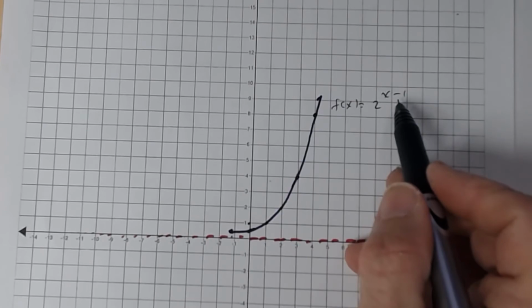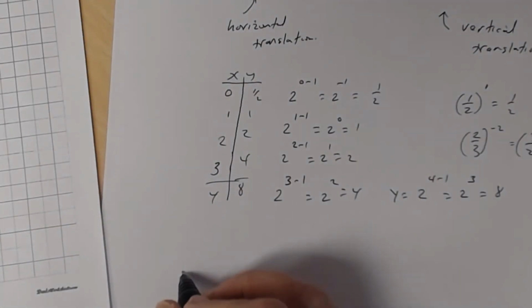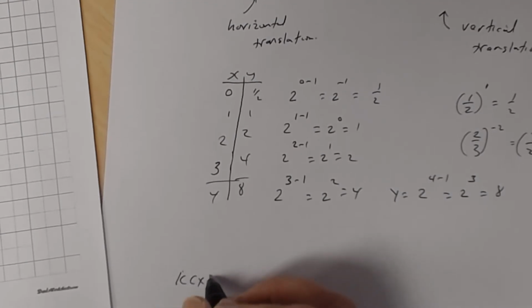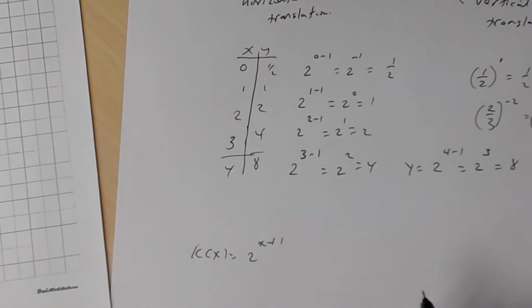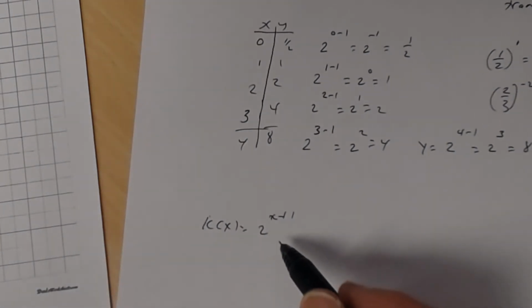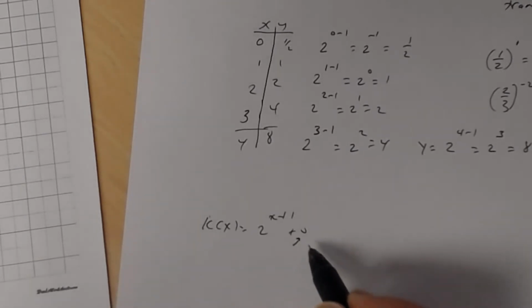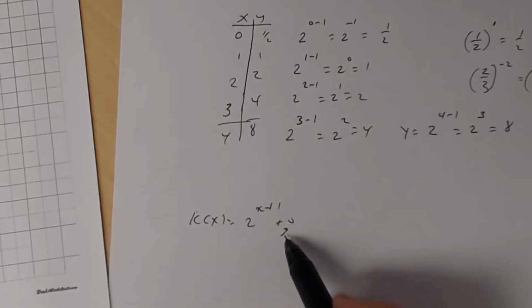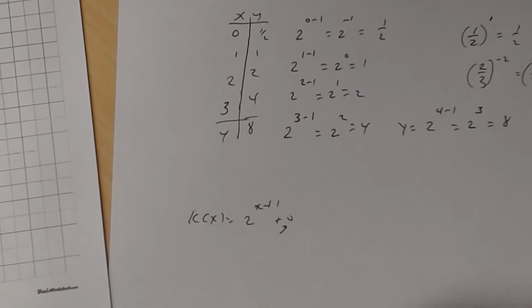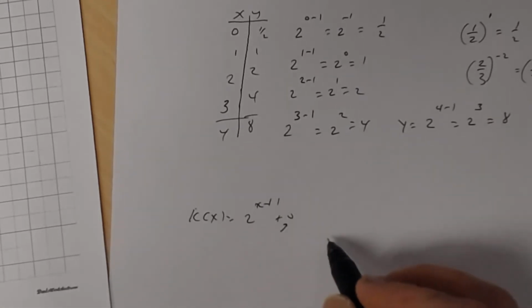Now, if this was y equal 2 to the x plus 1. So let's talk about that. Y equal, let's call it k of x. K of x equal 2 to the x plus 1. My question to you is this: is this a horizontal or vertical translation? If you said horizontal, that's correct, because remember, this is plus 0. And so your horizontal asymptote is the x-axis. So there's no movement up or down, so there's no vertical translation. So it's just a horizontal translation.